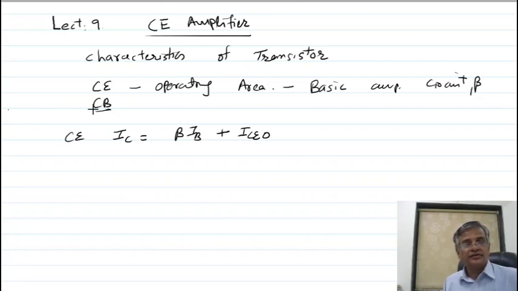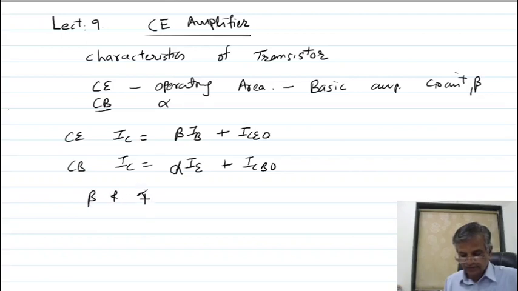For common base, we have discussed characteristics, basic amplifier circuit, and current gain alpha. Then we have derived this equation also. This is alpha into IE plus ICBO. After that, we have seen the relation between beta and alpha. Also, we have seen the relation between ICEO and ICBO, plus some basic numericals we have discussed.